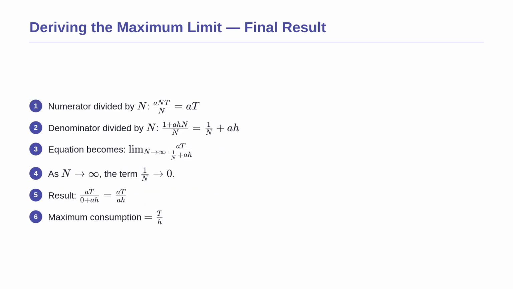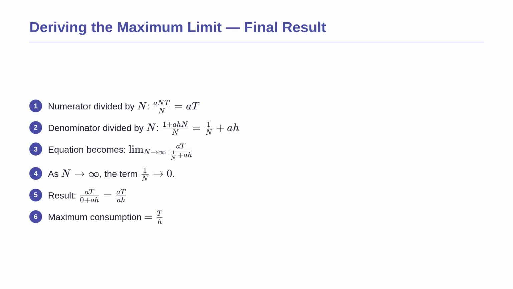Continuing our derivation, let us simplify the fraction. After dividing by N, the N in the numerator cancels out, leaving just a times t. In the denominator, dividing by N gives us 1 over N plus a times h. Now we apply the limit. As N approaches infinity, the term 1 over N becomes vanishingly small, effectively approaching 0. This leaves us with a times t divided by a times h.